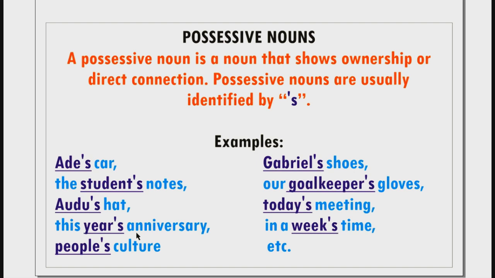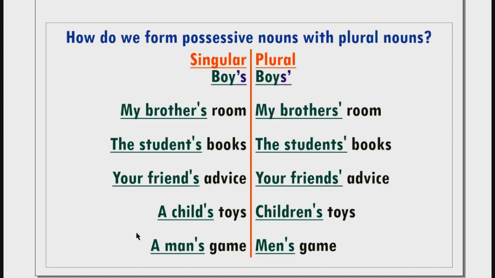Let's consider today's meeting. Although that is not ownership, there is a connection between today and the meeting. It shows that the meeting was held today.